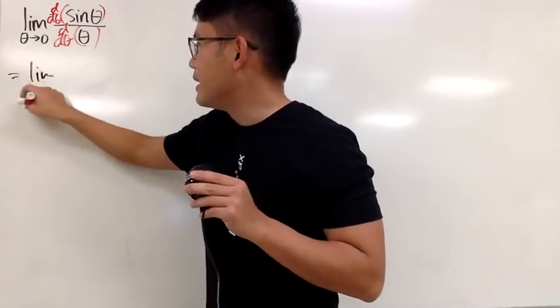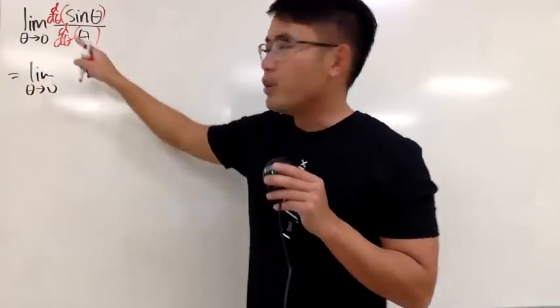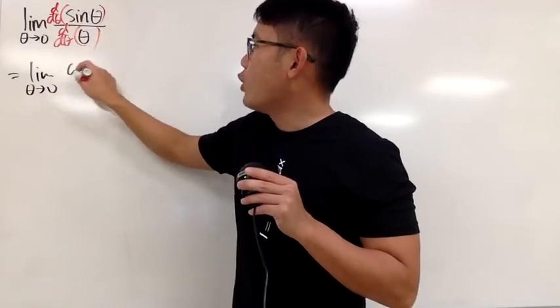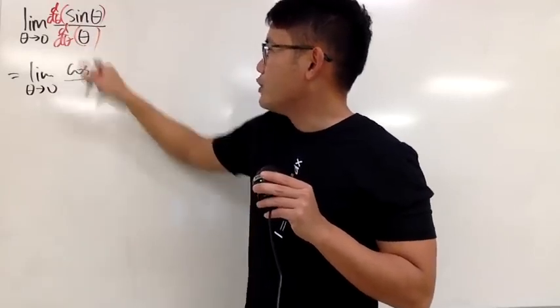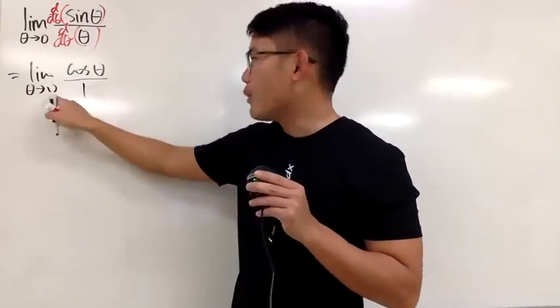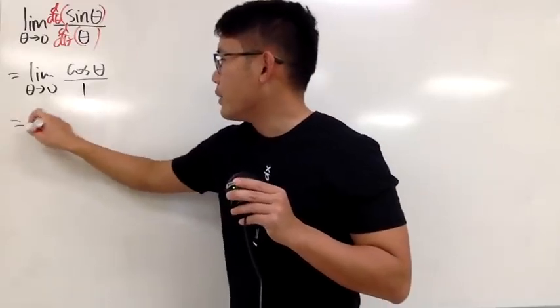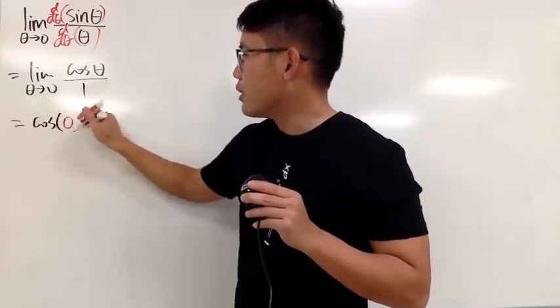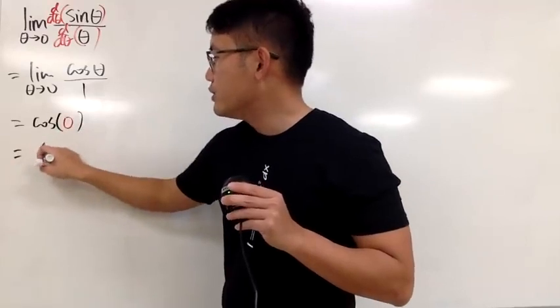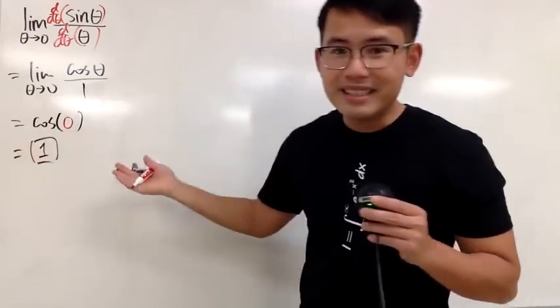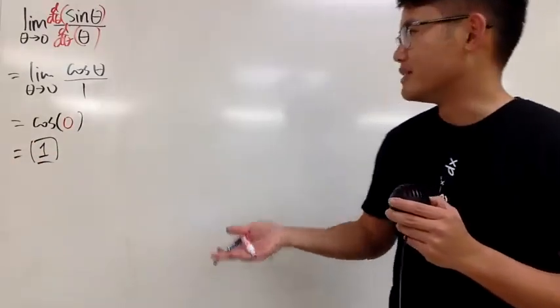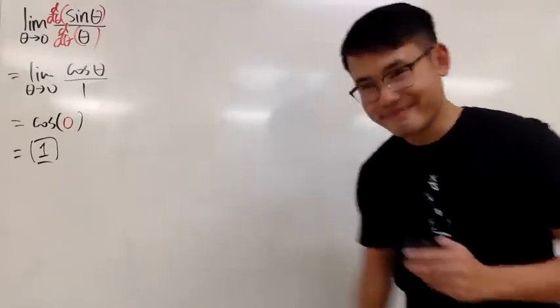So this is the limit as theta goes to 0. When you differentiate sine theta, we get cosine theta, and when we differentiate theta, we just get 1. Now we can just put a 0 right here, and in the end, this is just cosine of 0. Of course, we can work this out. This is just 1. That's it. It took us about 37 seconds.